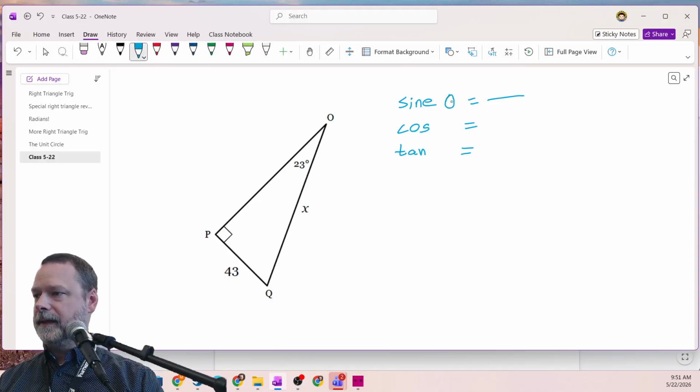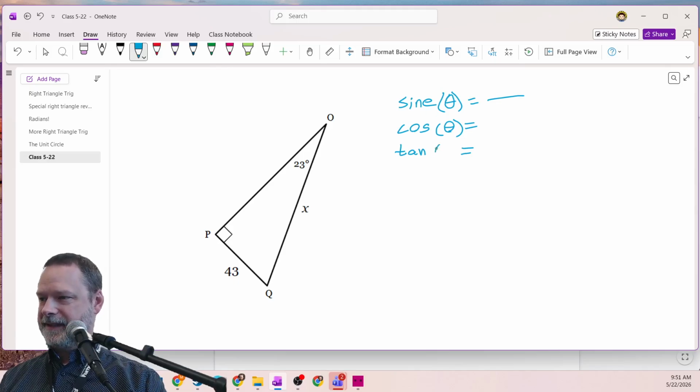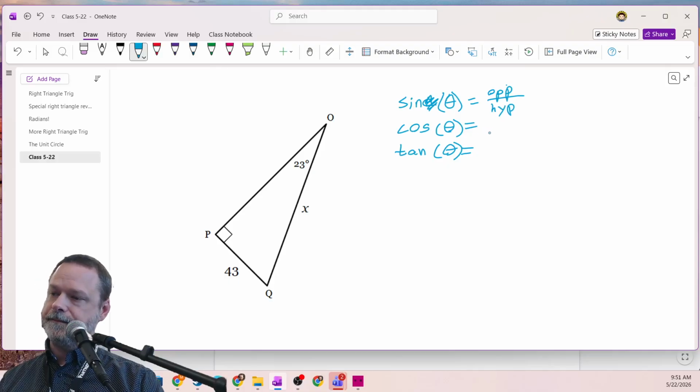We have sine theta, cosine theta, and tangent theta. Sine of theta is opposite over hypotenuse. Cosine theta would be adjacent over hypotenuse. And tangent theta is opposite over adjacent.